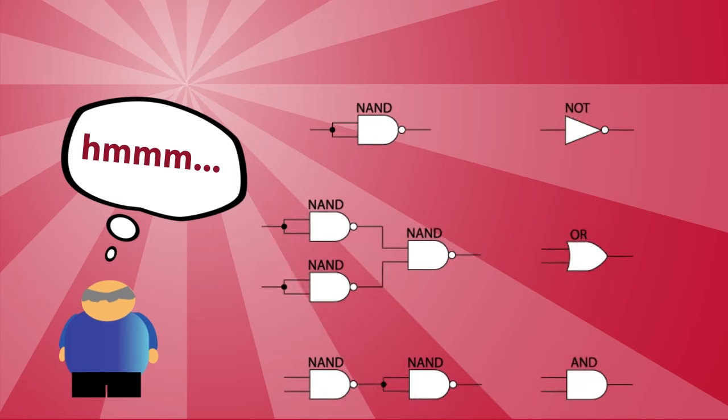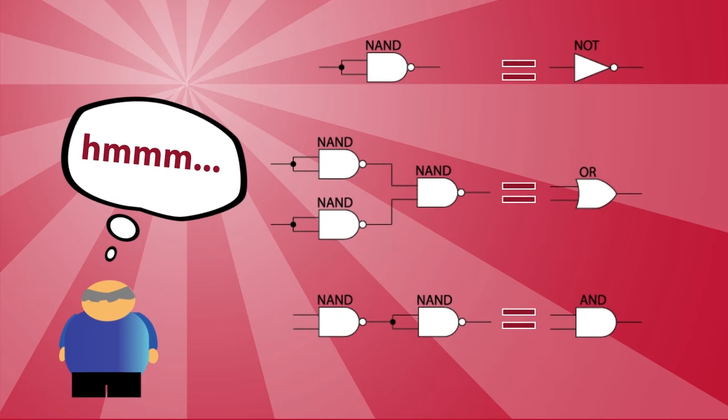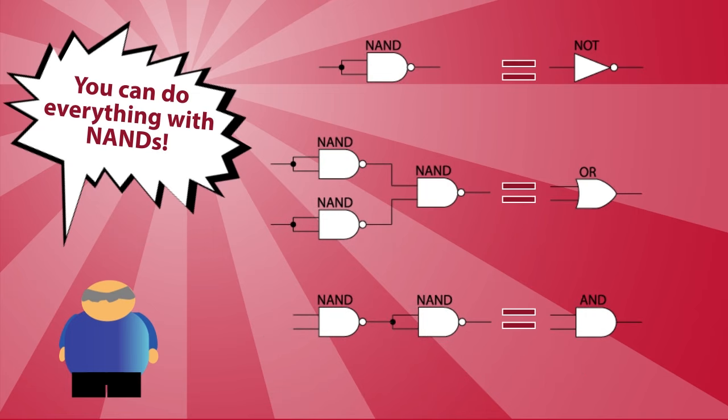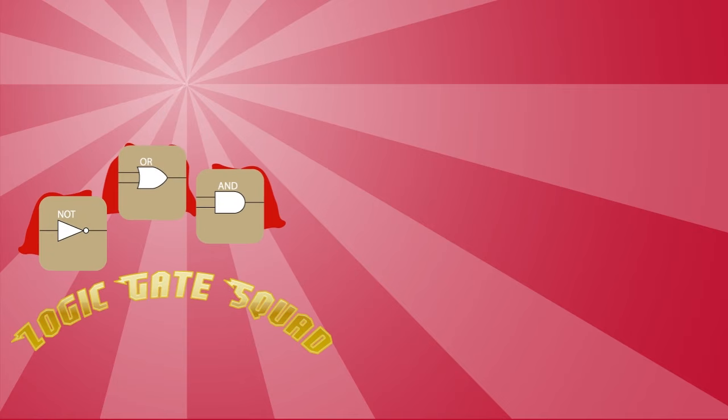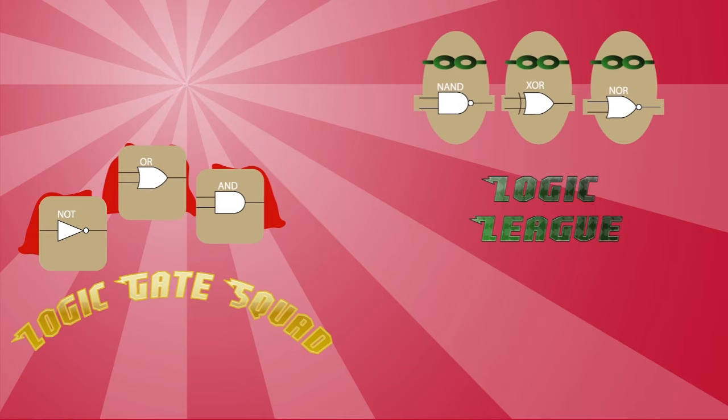Interestingly, you can use just one gate, like a NOR or a NAND, to replicate the behavior of the three basic gates, and consequently all other gates. Now that you know a little bit about the Logic Gate Squad and their friends in the Logic Gate League, it's time for you to try them yourself and explore their superpowers.